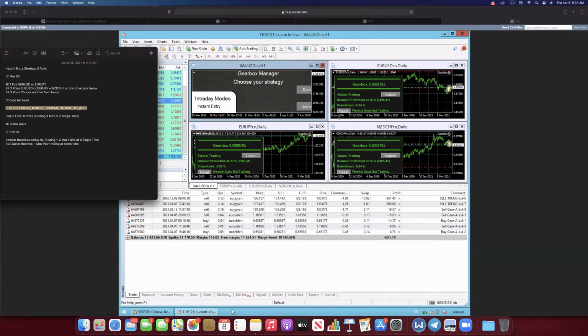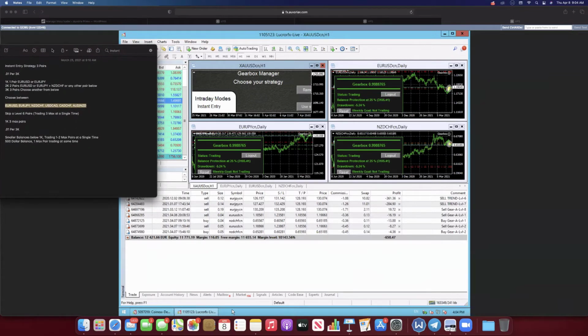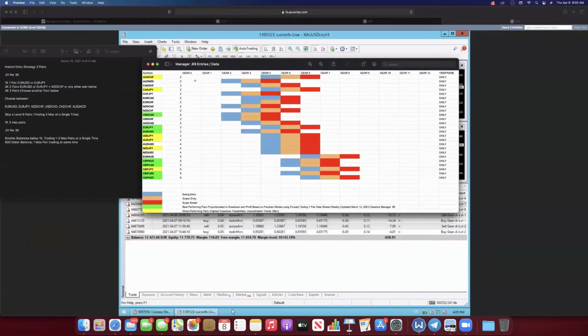Again, the reason that I chose many of these pairs is because of the Forex volatility, the way that they move, the average daily true range. There's a lot of different factors, from forward testing to back testing to just historical data, that suggest that these are ideal candidates for a strategy where you're going to be entering early. And you might say, okay, well, what is instant entry? Well, instant entry is as simple as it sounds. You're entering the trade as soon as you drag it on the chart, right?